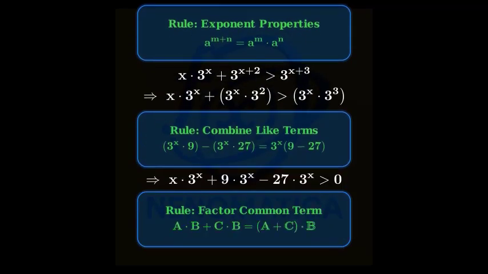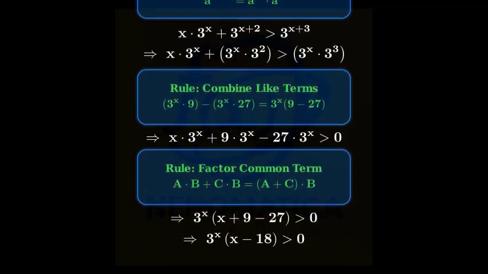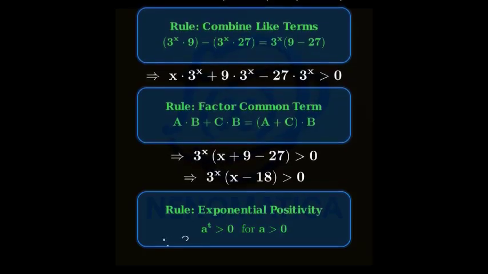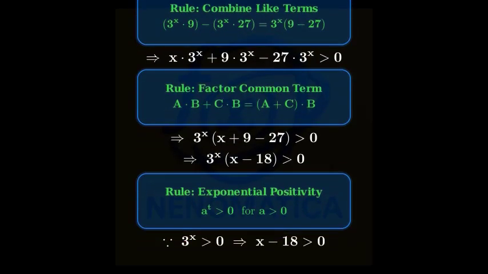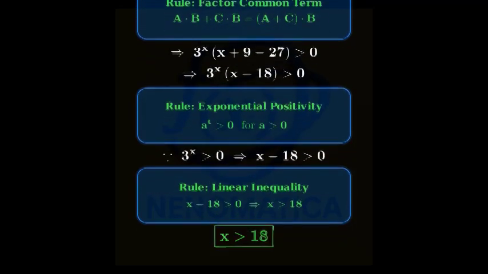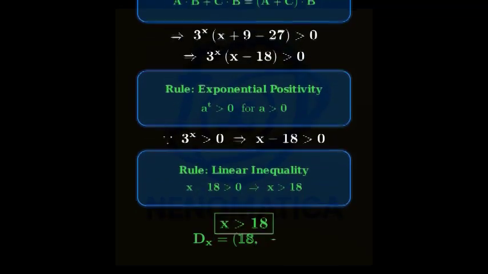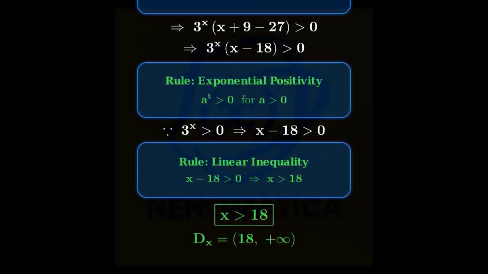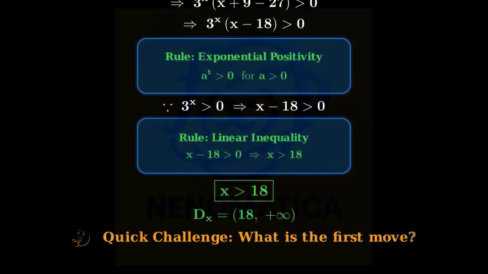Step 3. 3 to the x is always positive for all real x, so the sign of the product depends only on x minus 18. Step 4. Solve the simple inequality to get x greater than 18. Write the solution set in interval notation. Quick challenge. Before we proceed, can you predict our very next algebraic move for the fraction inequality?